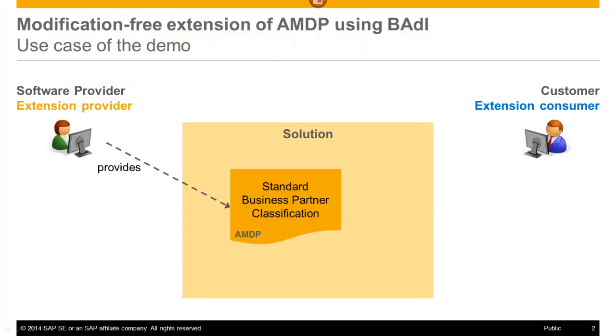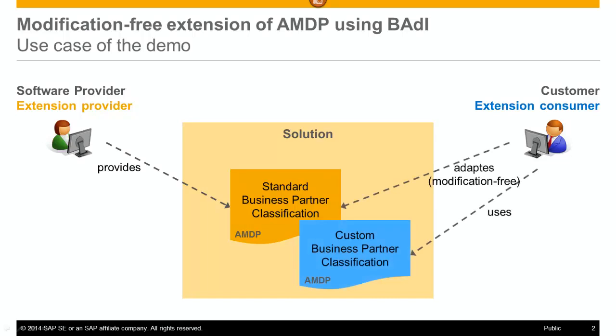The use case underlying this demo is that a software provider offers a standard logic for classifying business partners. This logic is provided in an AMDP method. It is expected that each customer buying this solution has its own way to classify the business partners and therefore will have to adapt the standard.